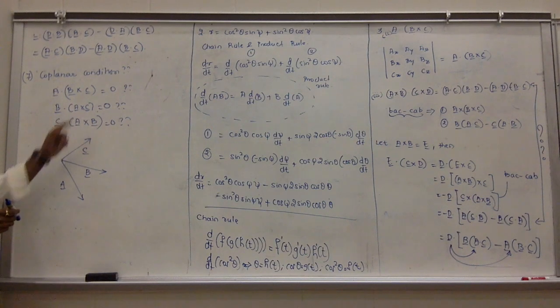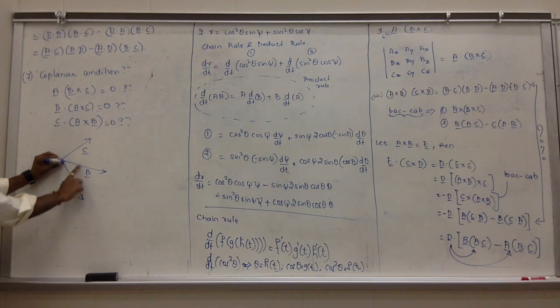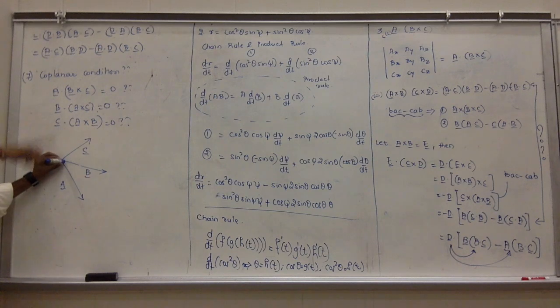If you take A cross C, where is the vector? It's still the same direction. It is this vector. Is this vector perpendicular to B? Yes. Any vector you take, you have to think about this angle. Is this vector perpendicular to this plane? Yes. If it is perpendicular to this plane, it is perpendicular to any vector in that plane.